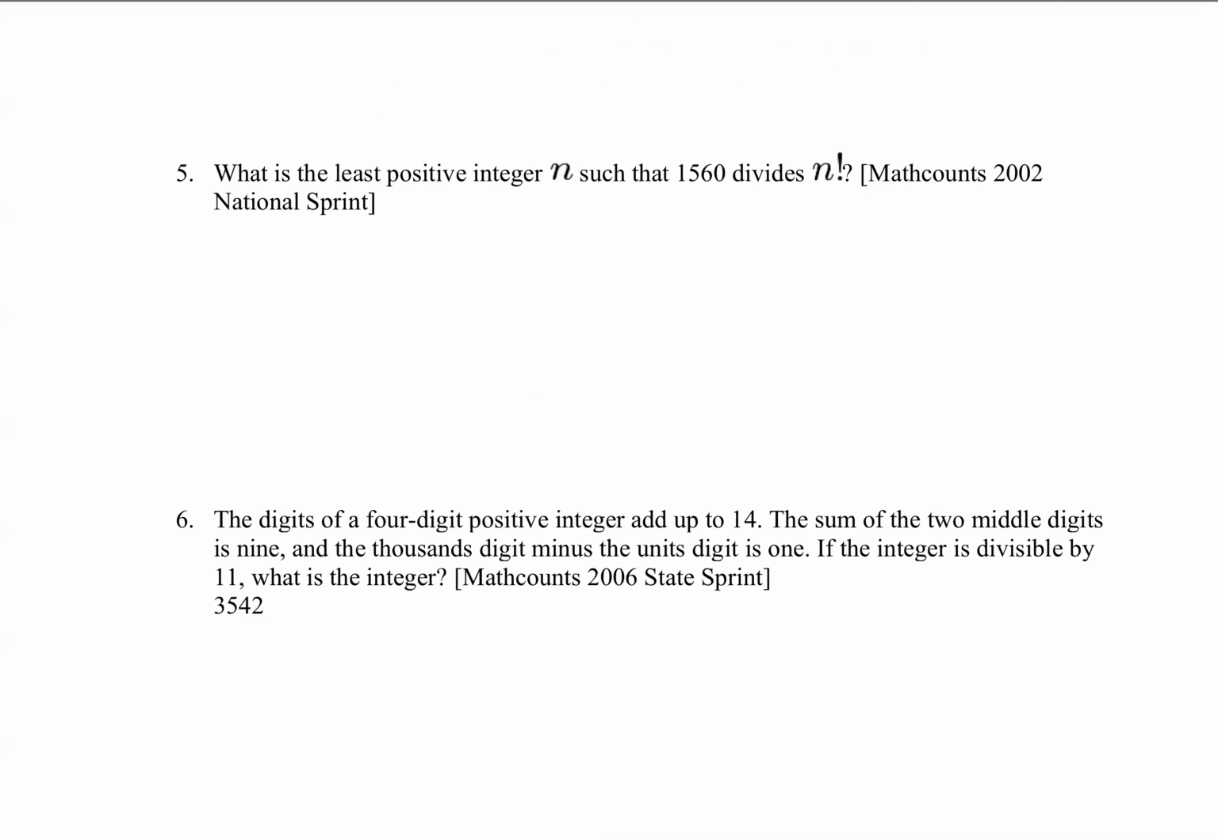Problem 5. Does it mean greatest? Because least is just 1 factorial. So we want 1560 to divide n factorial, not n factorial divides 1560. Does that make sense? Like n factorial over 1560 is an integer. So I hope that answers your question.